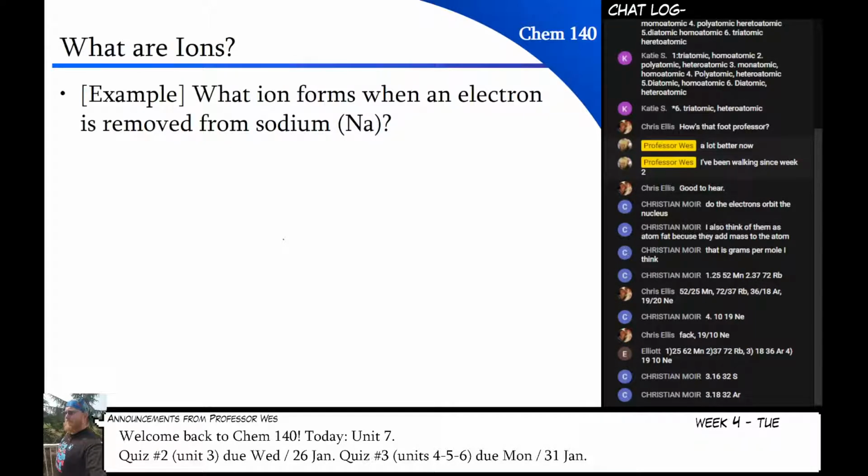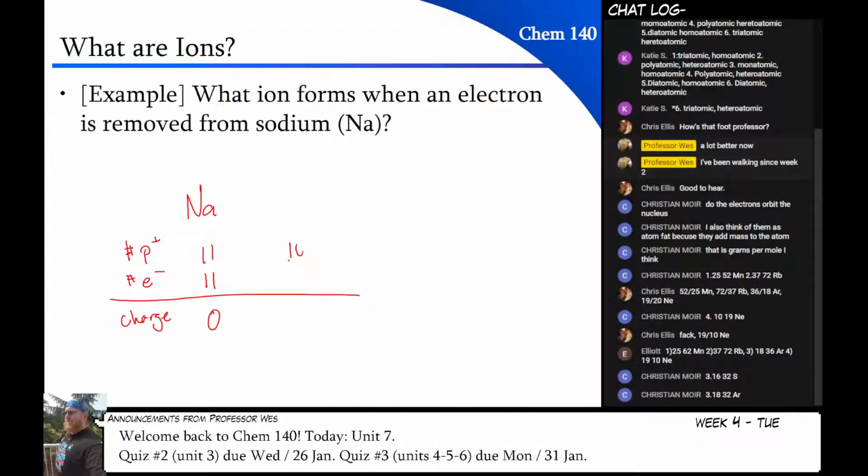All right, so let's do some examples. I want to write the ion that forms when an electron is taken away from sodium. We're going to just do this the long way. So number of protons, number of electrons, charge. Neutral sodium has 11 protons and electrons. Its overall charge would be 0.